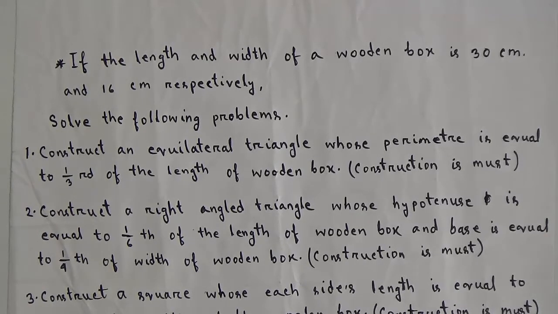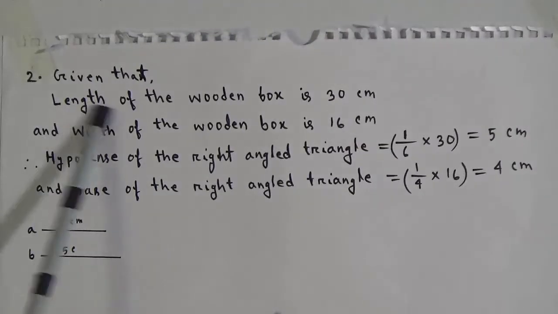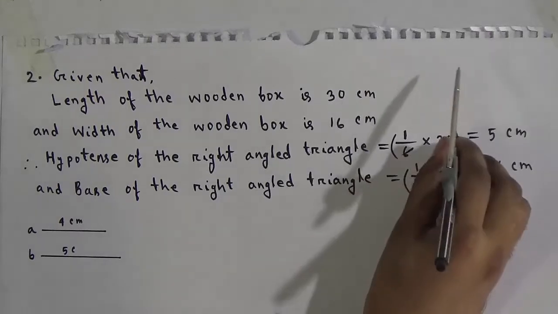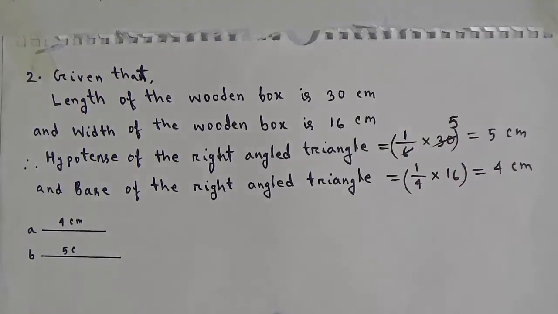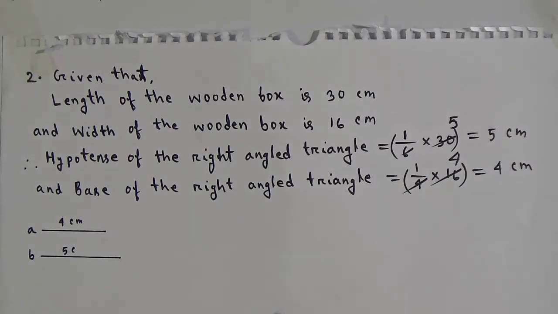Now we'll draw the right angle triangle. Here construction is a must, that means we need not write a description, we'll just draw the figure. Length of the wooden box is 30 cm and width is 16 cm. Therefore the hypotenuse equals 1/6 multiplied by 30; 6 fives are 30, so it will be 5 cm. And the base will be 1/4 of 16, because the width is 16 cm. 4 fours are 16, so it will be 4 cm. Dear students, considering these 5 cm as hypotenuse and this 4 cm as base, now we will draw a right angle triangle.